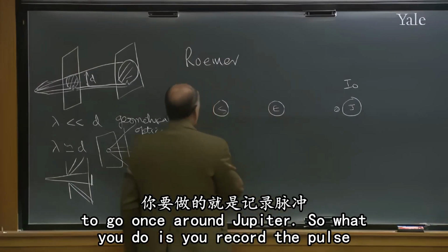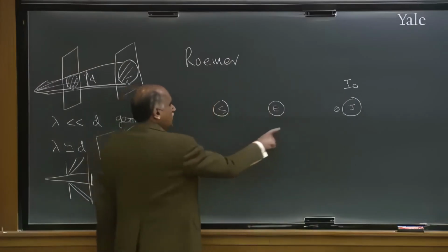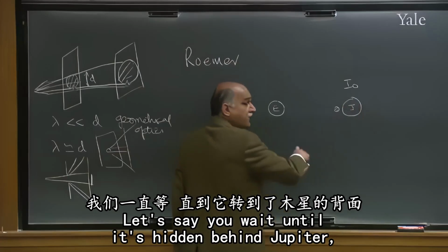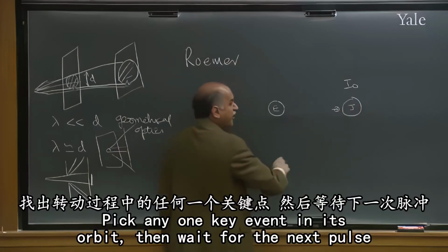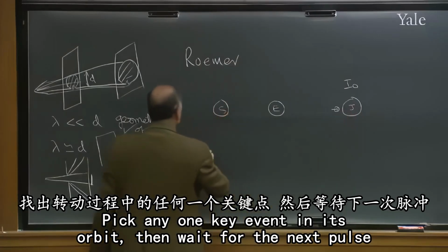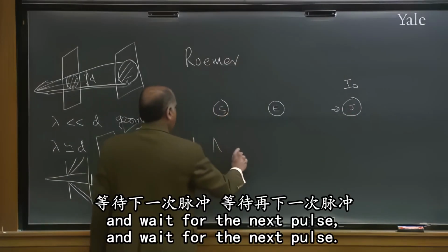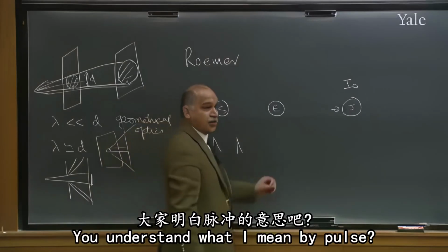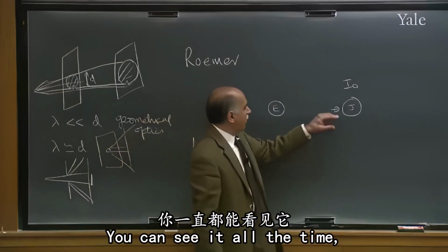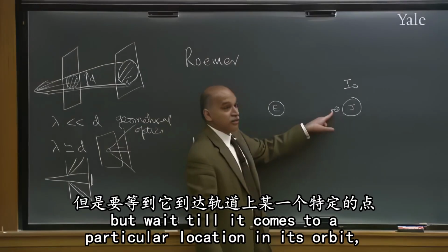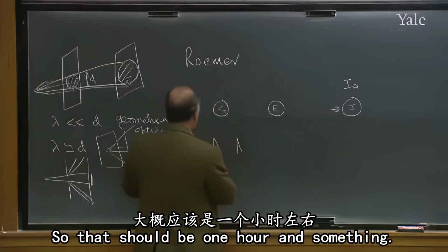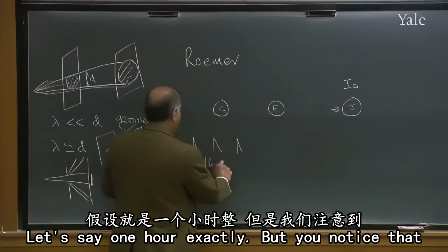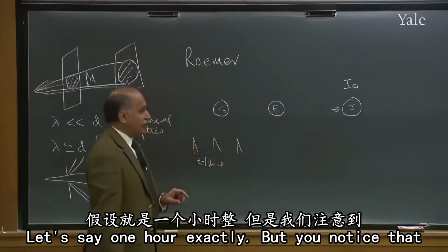So what you do is you record the pulse. Let's say you wait till it's hidden behind Jupiter, or it comes right in front of Jupiter. Pick any one key event in its orbit, then wait for the next pulse, and wait for the next pulse, and wait for the next pulse. You understand what I mean by pulse? You can see it all the time, but wait till it comes to a particular location in its orbit. Then repeat. Then time them. So that should be 1 hour and something. Let's say 1 hour. Exactly.